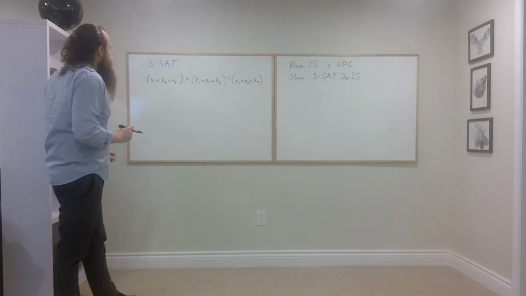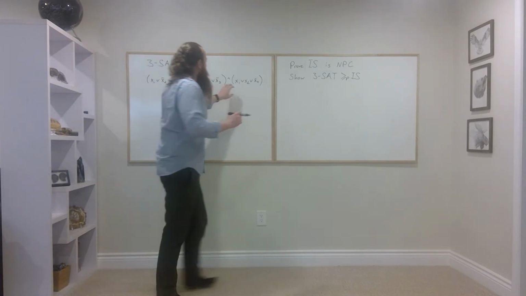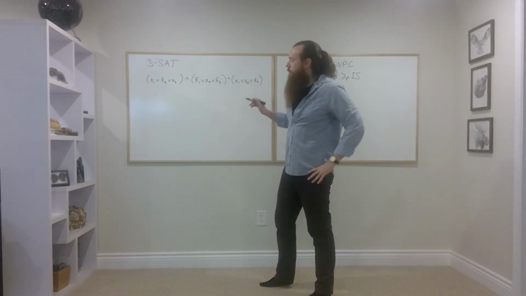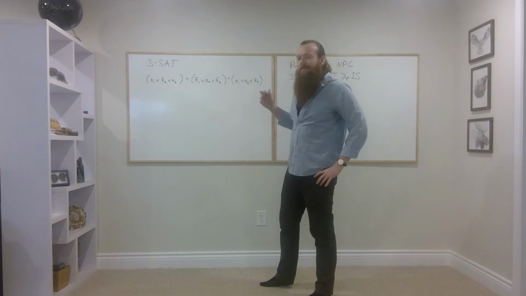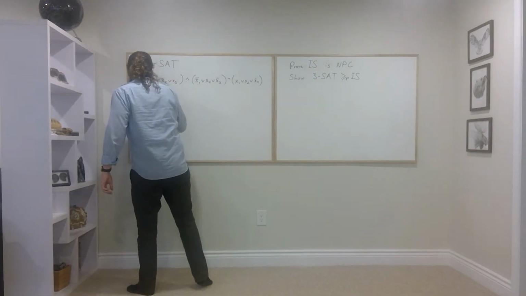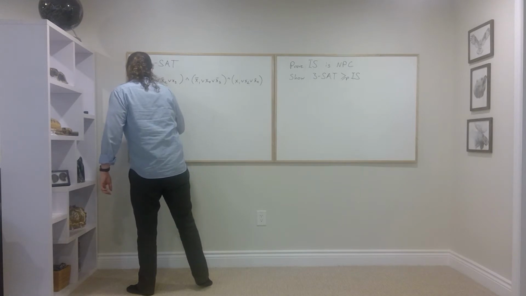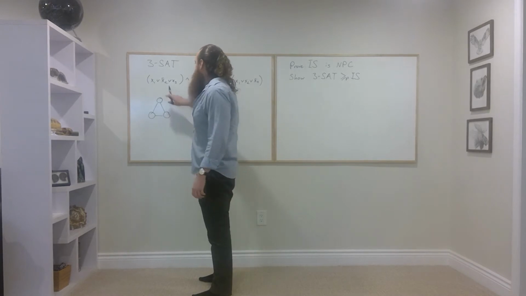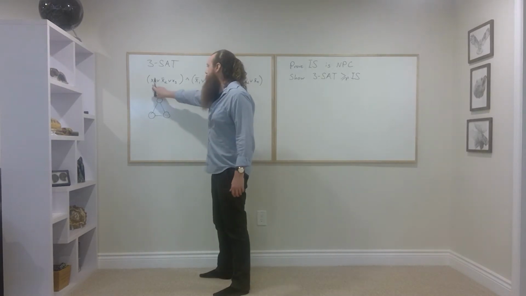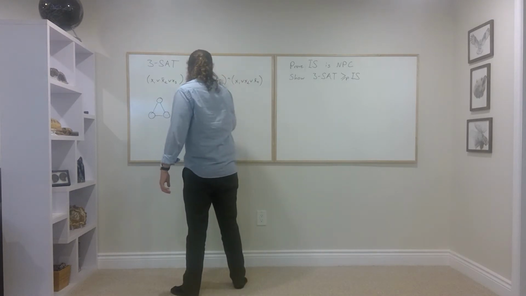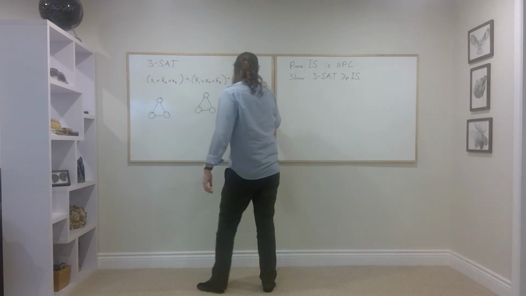So the general idea is this. For each term, I'm going to create a graph that has a triangle corresponding to each term. And when I say a triangle, I mean a 3-clique, so 3 nodes that are all connected to each other. I'm going to connect all these things together. So this one in some way is going to correspond to x1 or not x2 or x3. And I'm just going to create one of these 3-cliques, or triangles, for each term.